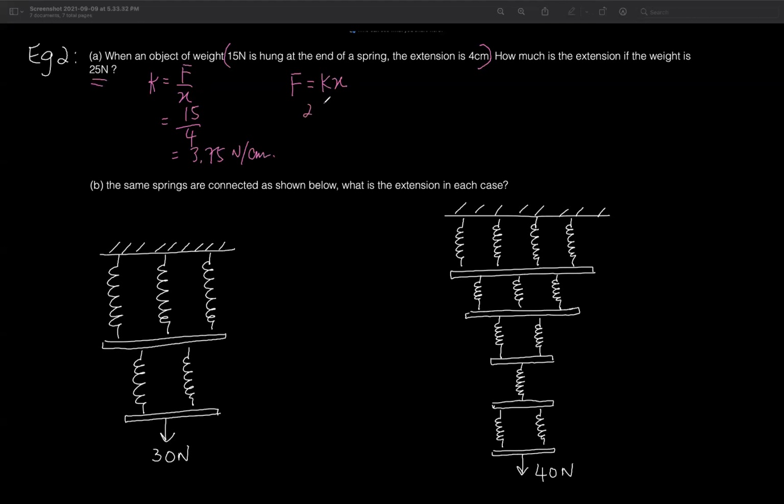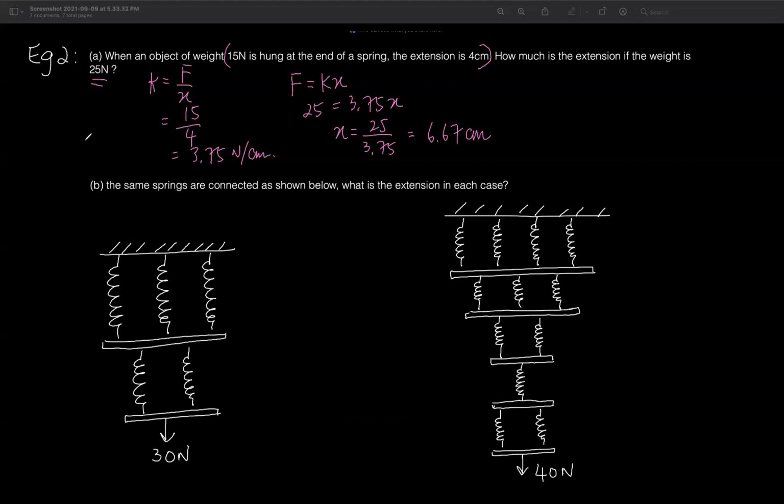Okay, so we have 25 equals 3.75 x. So x equals 25 divided by 3.75. That's equals to 6.67 cm. Okay, so the extension is 6.67 cm if I take this spring with a 25 Newton load, right?